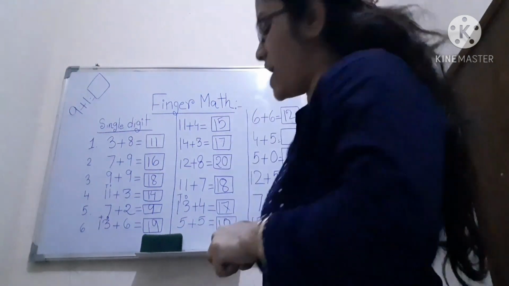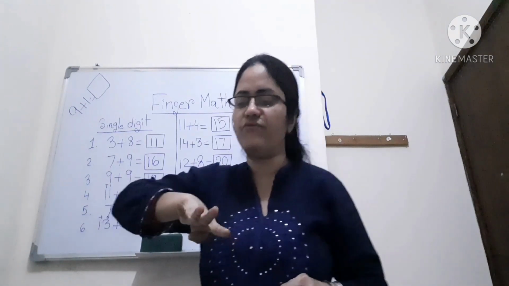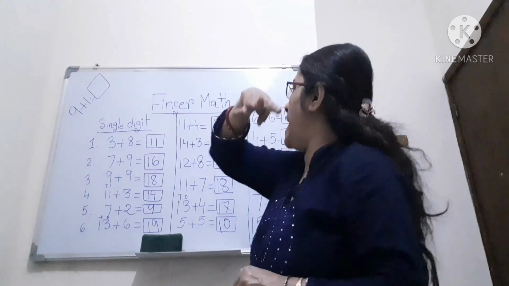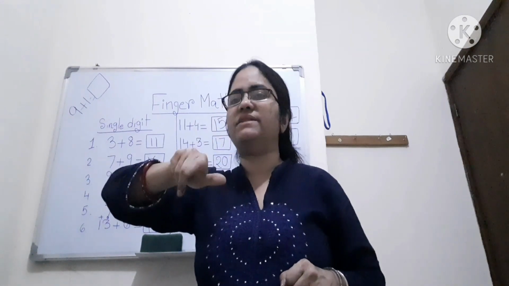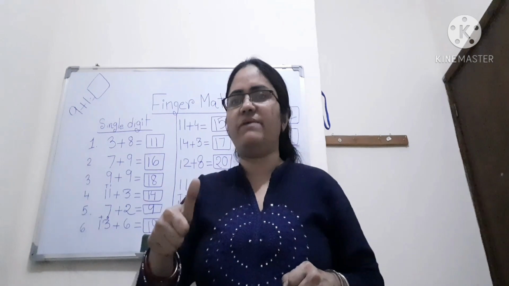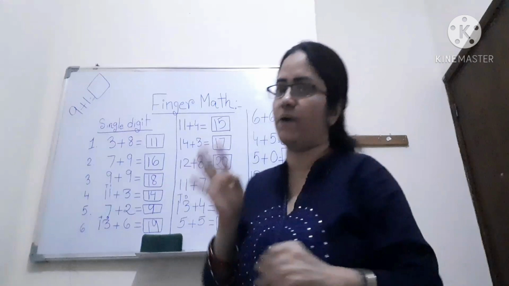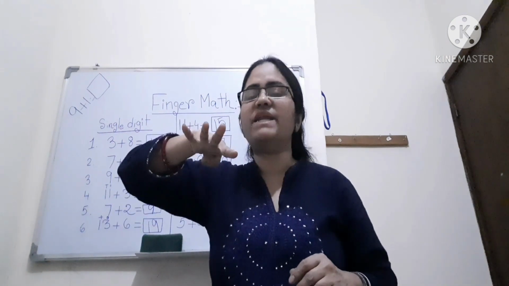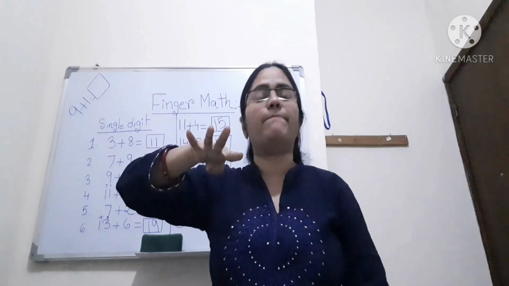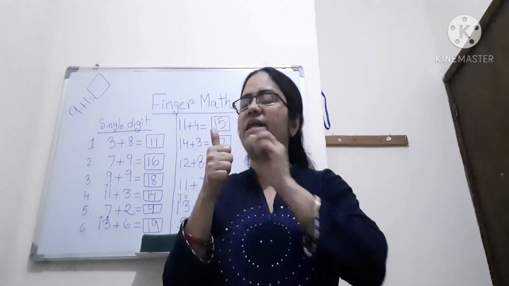Again 4 plus 5. 1, 2, 3, 4. This is 4 and I have to calculate 5. So I close this finger and this is 5. Not like this. 4 plus 5, how do you calculate? 1, 2, 3, 4. This is 4. Then again I have to calculate number 5. So if I open this one, I can again count this finger.